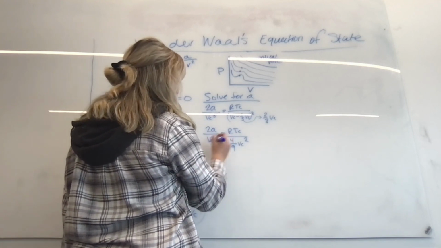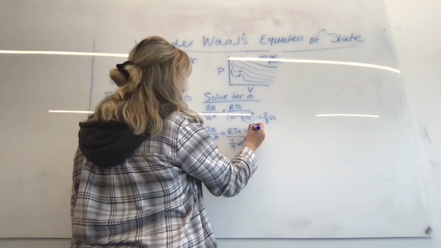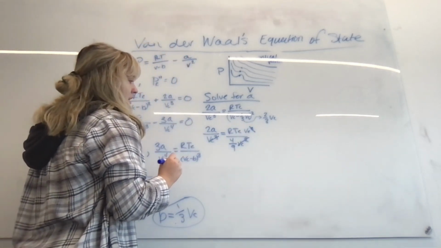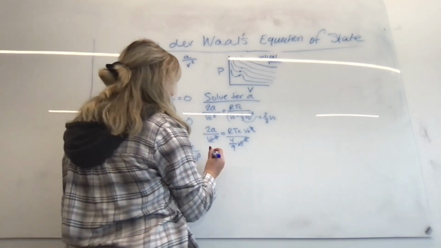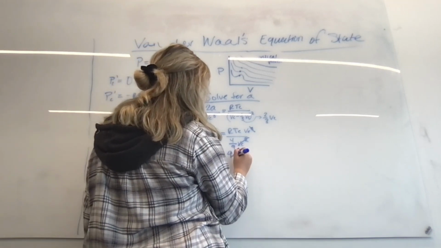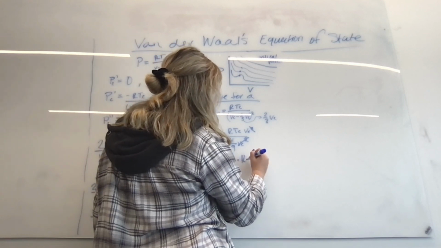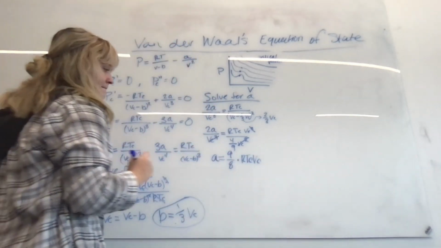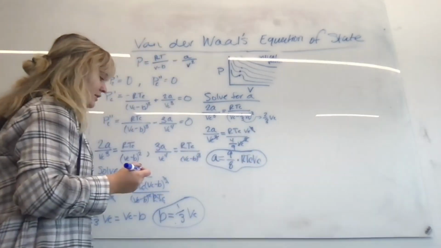So get rid of that. We add it here. You can see that this cancels out and that cancels out. And then now we're going to divide this whole thing by 2. So what that's going to leave us with is A is going to be equal to 9/8 times R T_C B_C. And that's our A right here.